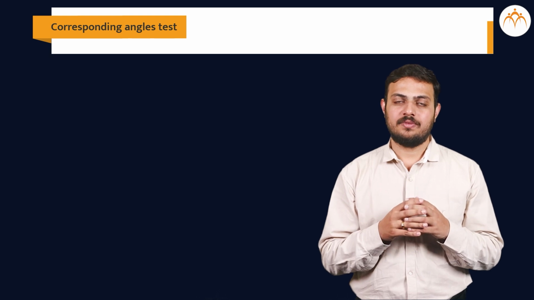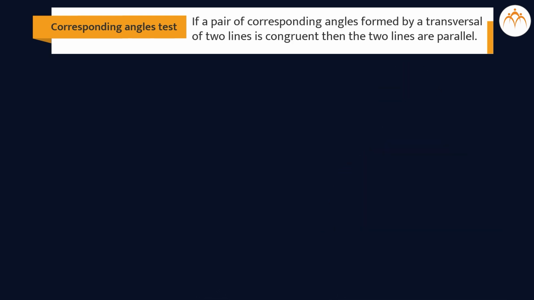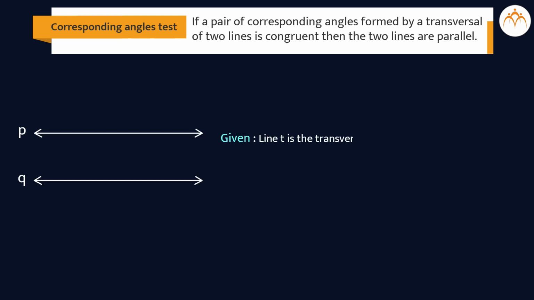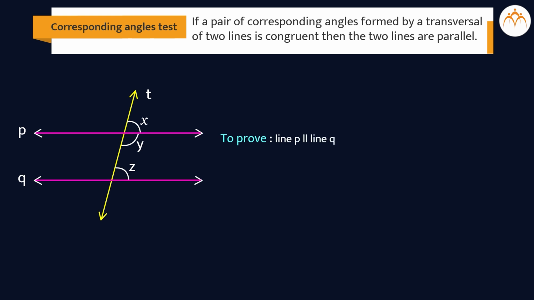Corresponding angles test. Theorem: if a pair of corresponding angles formed by a transversal of two lines is congruent, then the two lines are parallel. Given, line T is the transversal of line P and line Q. Angle X and angle Z are a pair of corresponding angles, and angle X is congruent to angle Z. To prove, line P is parallel to line Q.